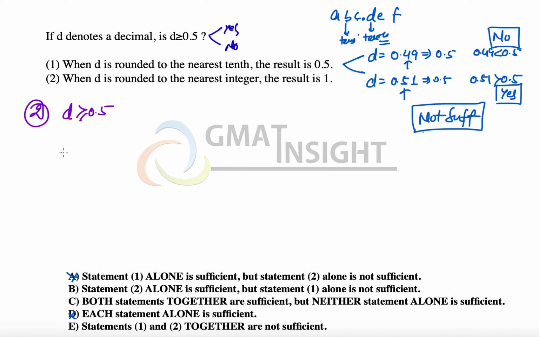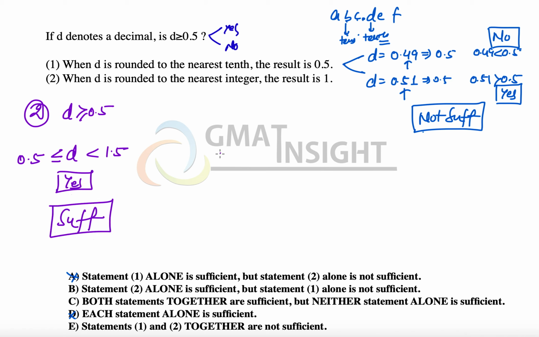equal to 0.5. In fact, if I have to give the exact range, I will say it has to be greater than or equal to 0.5 and less than 1.5. Either way, the answer to the question is definitely yes. So the second statement alone is sufficient and the answer to the question becomes option B, because the first statement alone is not sufficient but the second alone is sufficient.